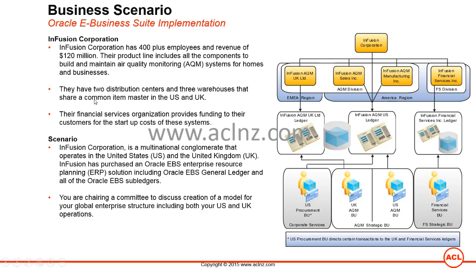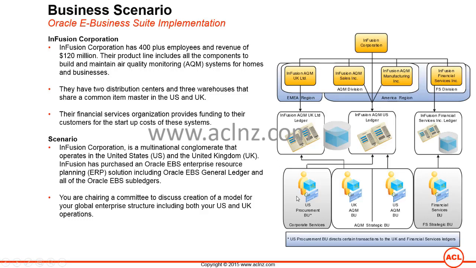And as I said, they've got 2 distribution centers and 3 warehouses that share a common item master in the US and UK. So to have standardization, they've got a common item master across all their worldwide operations. In terms of the ledger, each of these legal entities, EMEA has got its own ledger, and the Americas have got their own ledger, and the financial services business has got its own separate ledger.